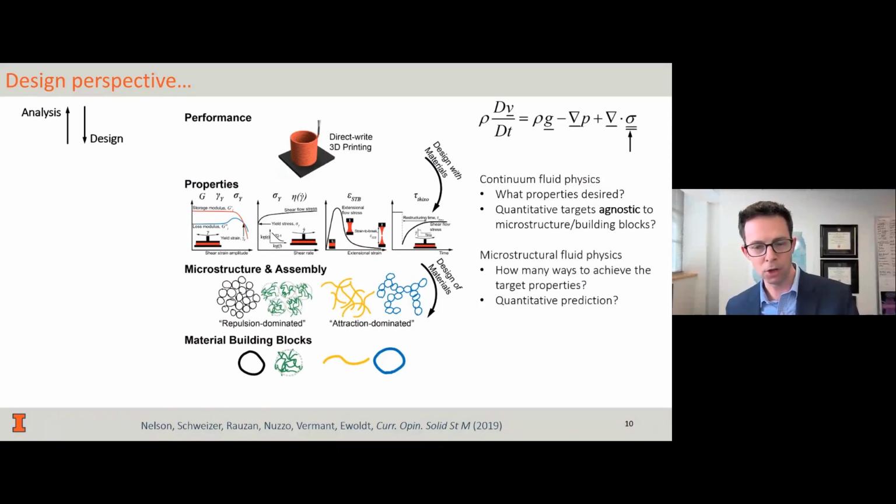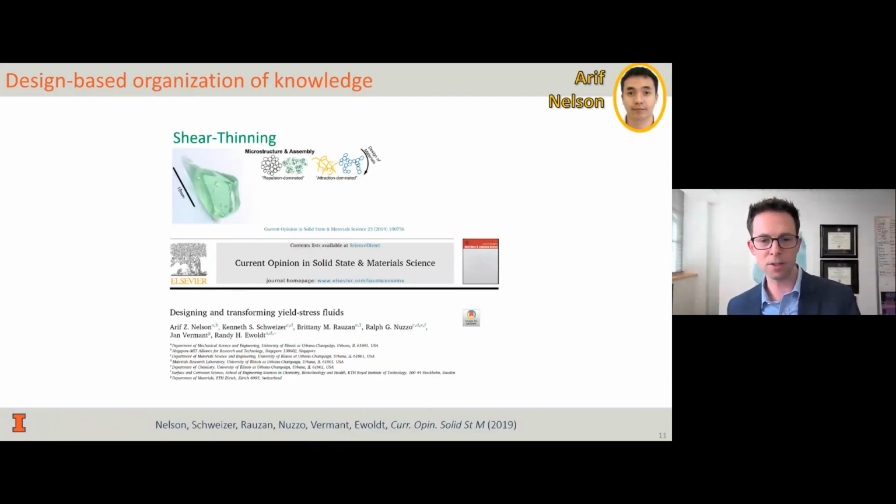But the second level is also fluid physics, but it's at a smaller scale to understand where those properties come from. And the design framing tends to have us comparing and contrasting across many diverse material systems to achieve a particular rheology. And that way of thinking was motivating us to write this recent review paper. RF is the first author here. This is in collaboration with several of my colleagues here at Illinois and Jan Vermont, who is at ETH Zurich, who hosted my sabbatical there back in 2018.